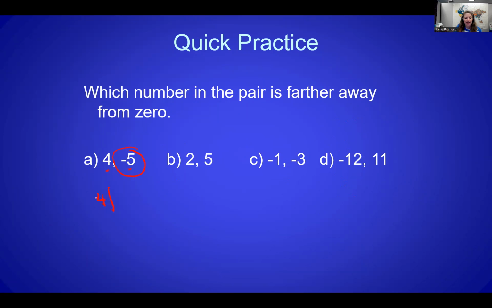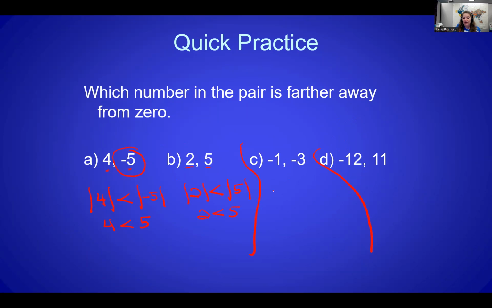So if I wrote that like an inequality, I would say the absolute value of 4 is less than the absolute value of negative 5, because that's like comparing 4 to positive 5. Which of these is farther away from 0? Well, 5 is. So the absolute value of 2 is less than the absolute value of 5, because that's comparing positive 2 to positive 5. Letter C, which of these numbers is farther away from 0?